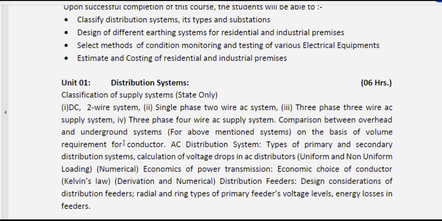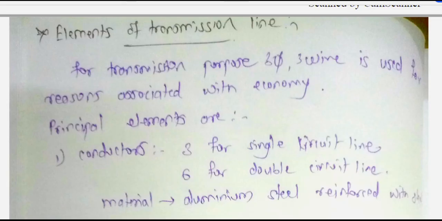In the last class we discussed the numerical based on voltage drop. Today we will discuss an important point, the economics of power transmission. Under this we will discuss the economic choice of the conductor. So let's go to today's topic.